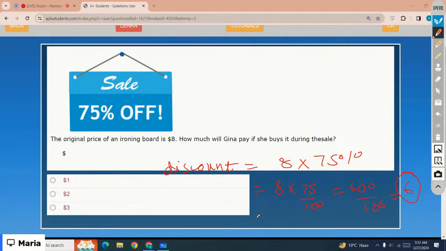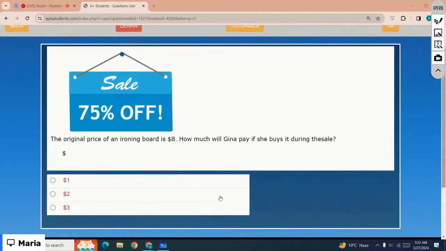The original price is $8. So you need to calculate the sale price. You can calculate the sale price by 8 minus 6, that is $2. The correct option is $2. Got it? Very good. The correct option is $2.